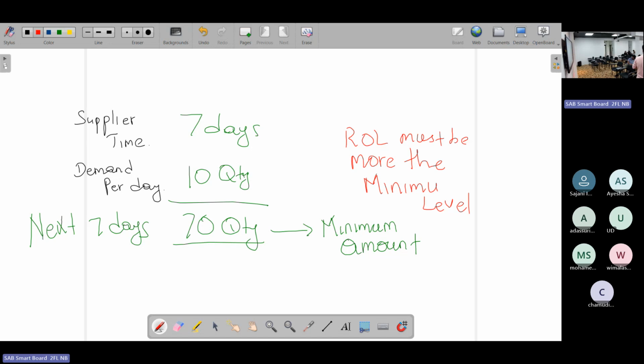Why must reorder level be more than minimum level? Always the organization should have some provision to cope with extra demand, to fulfill extra demand. 7 days, per day demand 10. So in the next 7 days until you get the new order, minimum you will get 70 orders, means 70 quantities. But if you suddenly get an additional 5 or 10, those demands also you should fulfill. For that purpose, always you should keep additional stocks. Clear?